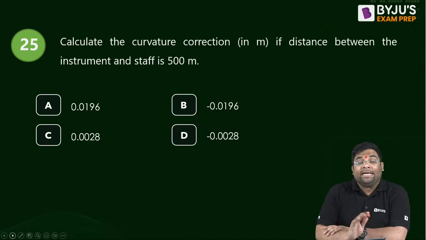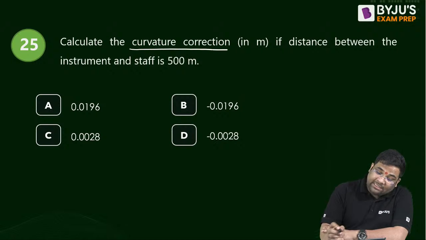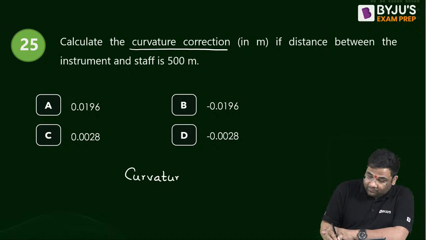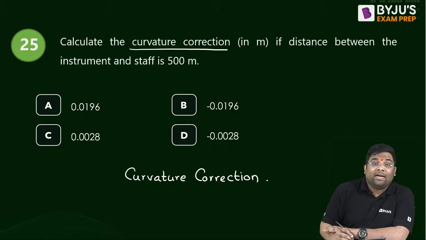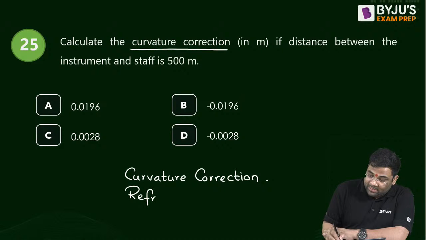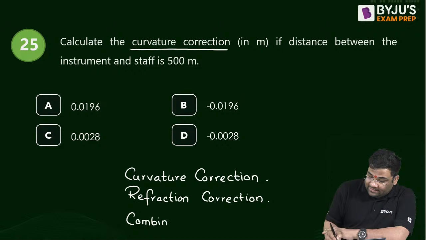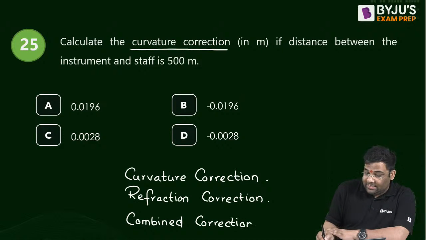Next question. Okay, curvature correction they have asked. They have asked only curvature correction. There are three corrections, right? One is the curvature correction, one is the refraction correction, and one is the combined correction. So you should remember all the three corrections. In the earlier question, they asked curvature correction. But here they can ask other things.